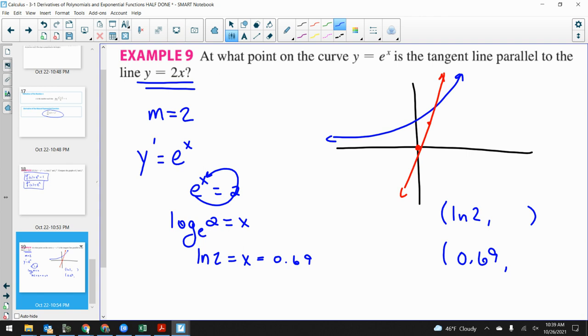Okay, let's plug it in. My initial equation was y is equal to e to the x, sorry, that was my parallel line. And so I'm going to find y is equal to e to the ln of 2. Now, this is one of those unique properties of e and natural log. Remember, e to the ln is going to cancel. So that's just going to end up getting 2.